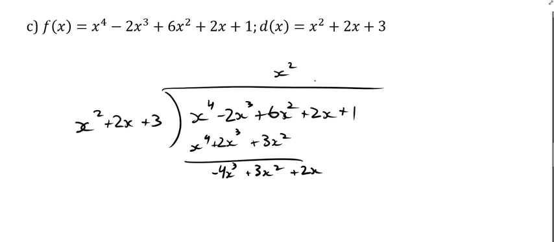Okay, so what does this do? This goes in negative 4x times. So negative 4x times x squared gives me negative 4x cubed. That's good. That's minus 8x squared. And that's minus 12x.